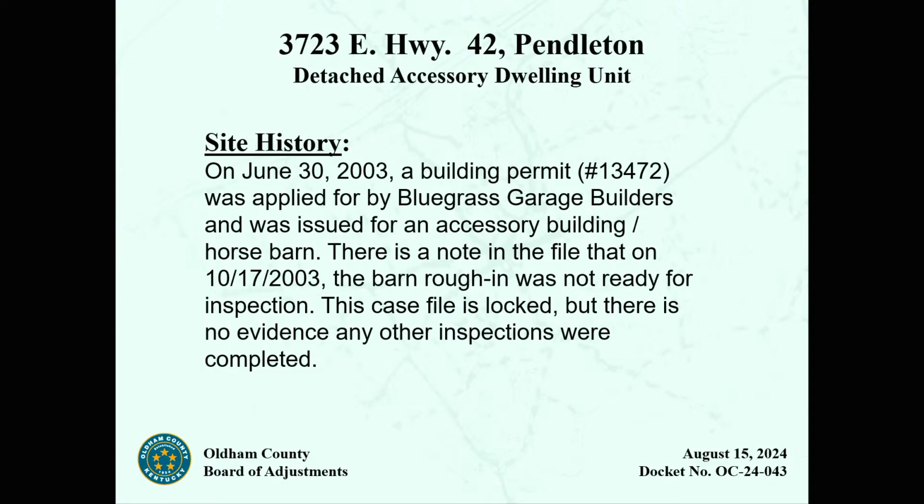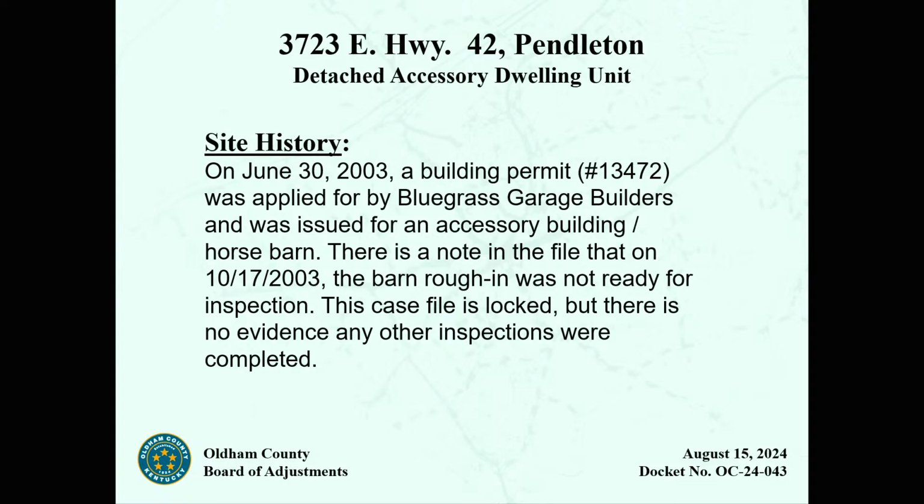So a little bit of site history here if we go back, because this piece of property, we do have to touch on these before we get into what they're looking at today. So on June 30th, 2003, a building permit was issued, and I've listed the building permit number there of 13472, was applied for by Bluegrass Garage Builders, and was issued for an accessory building and a horse barn on the property. There's a note in the file that on October 17th, 2003, the barn rough-in was not ready for inspection.